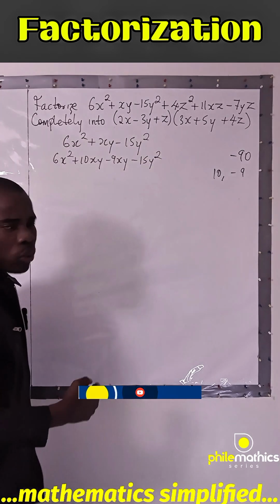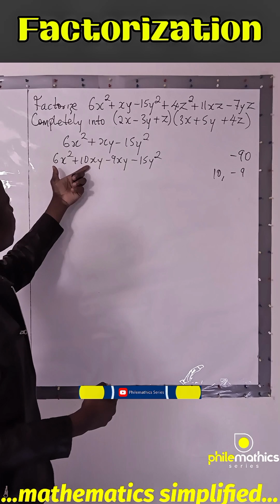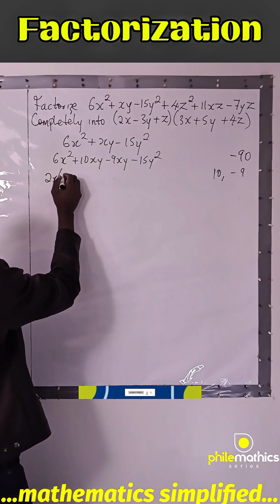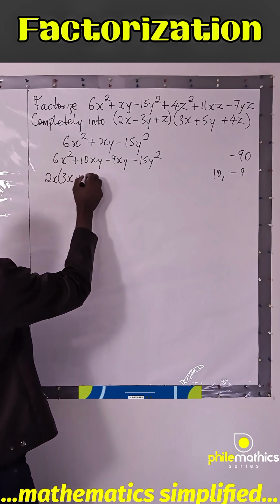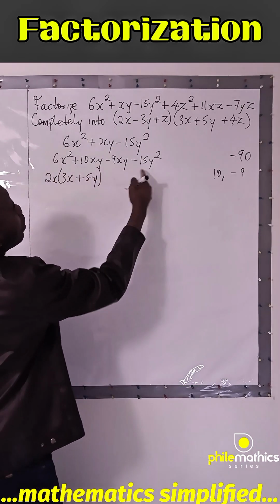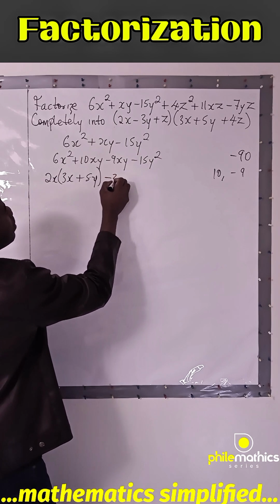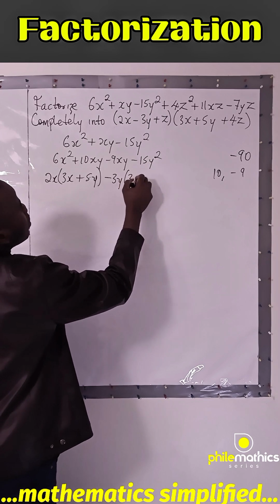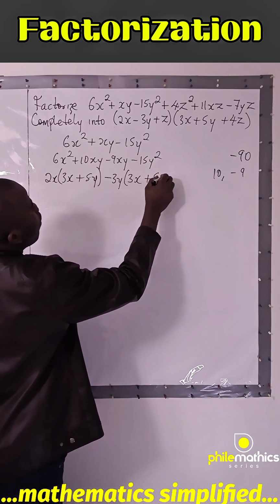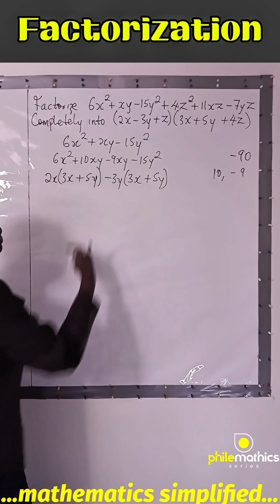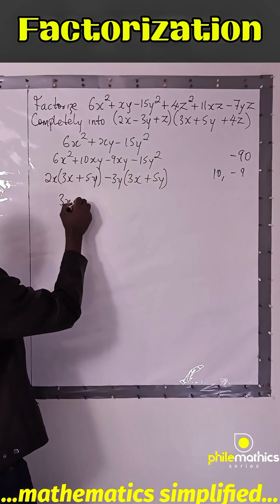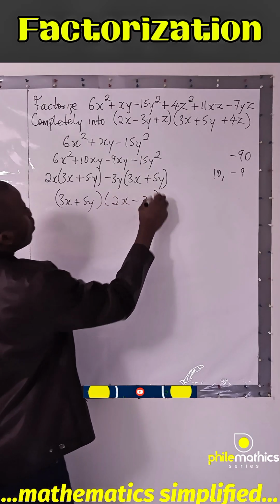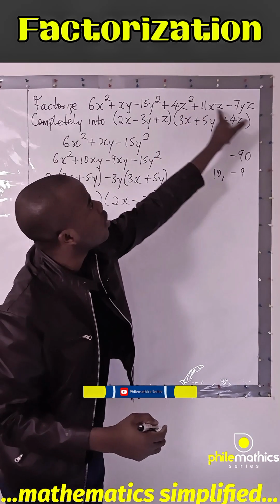Between these two, what do you think is common? 2x is common. So 2x, what is left here is 3x, plus 5y. What is common here will be minus 3y. Minus 3y into this will be 3x, and into this will be plus 5y. And so we factorize 3x plus 5y out. We are left with 2x minus 3y. Let's stop here. Let's go to the second part.